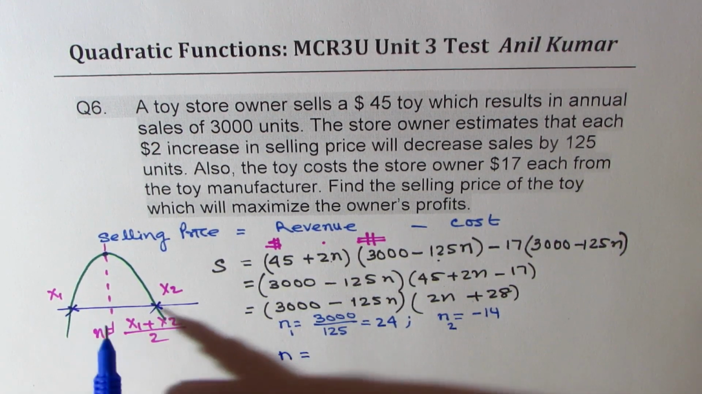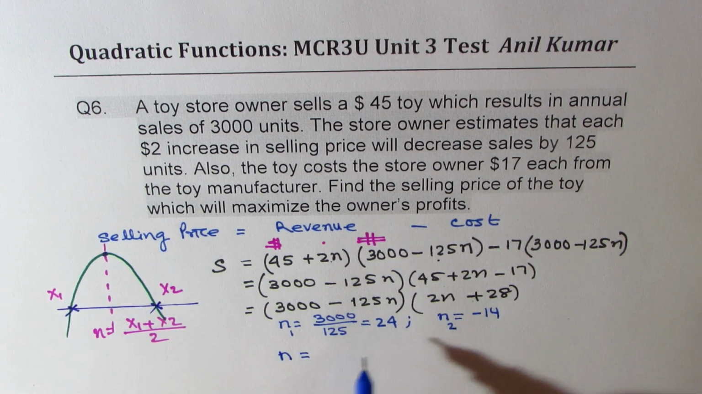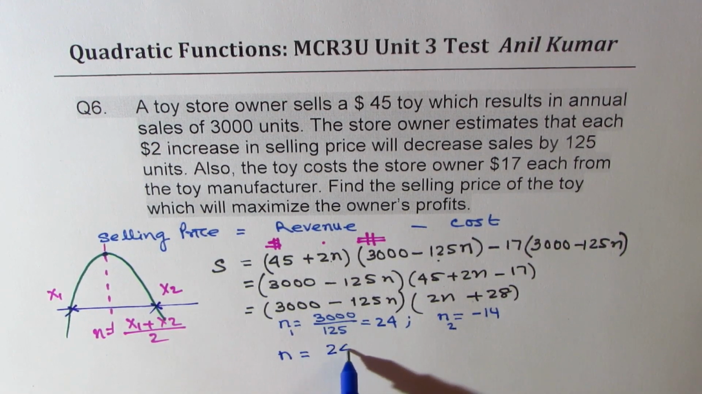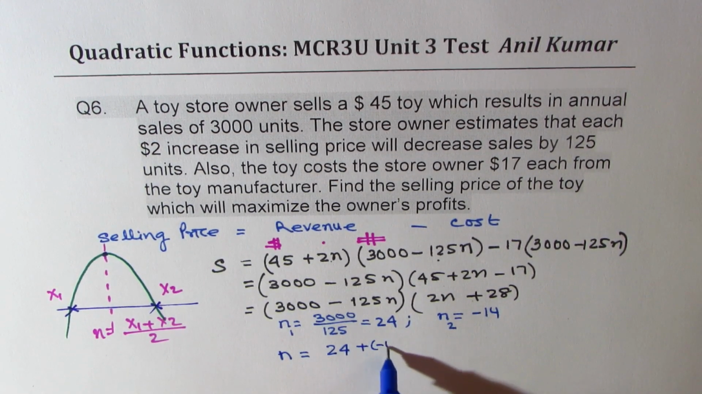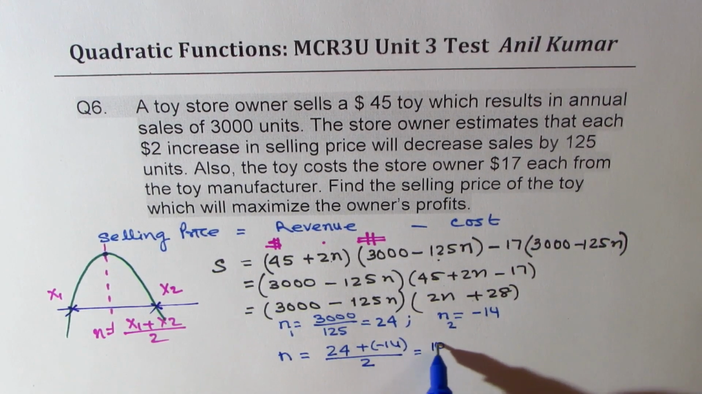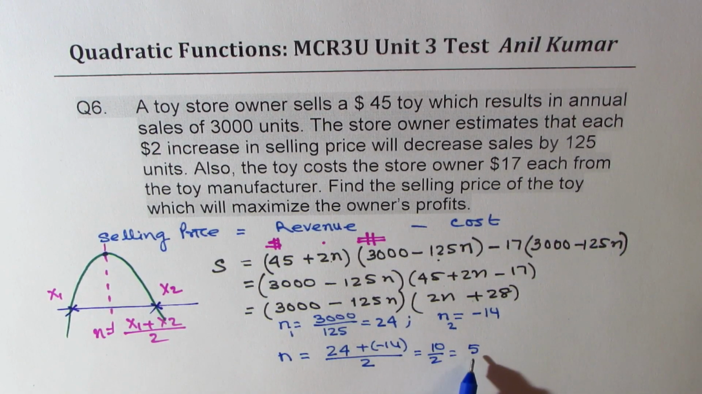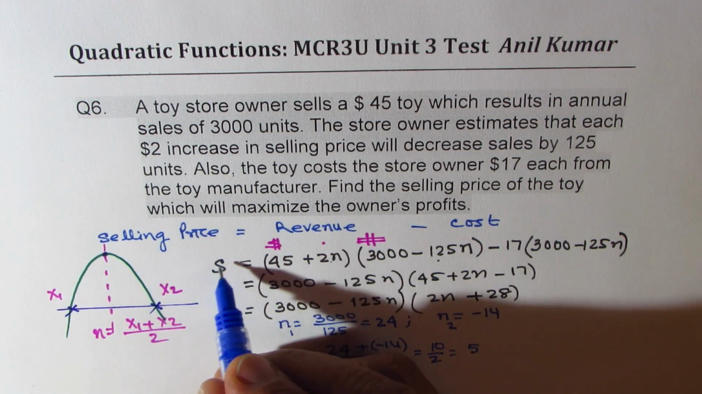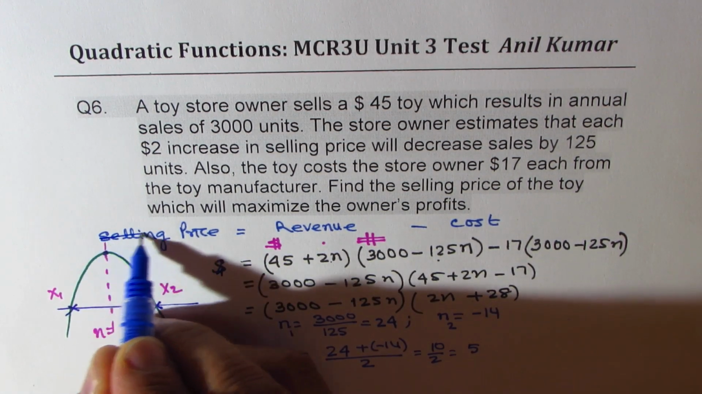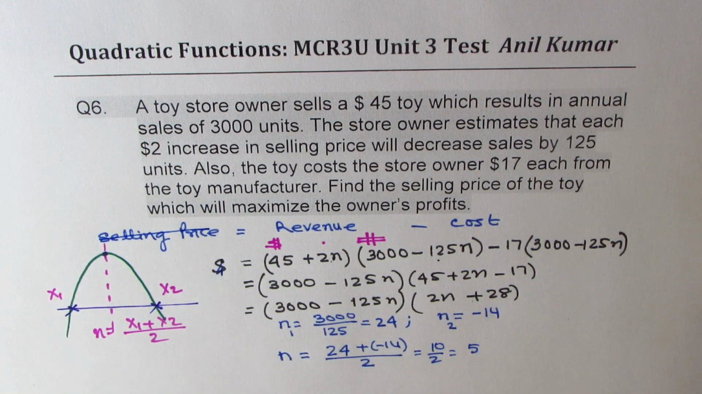So n equals, for maximum value, add them up, 24 plus minus 14 divided by 2. So that is 10 divided by 2 or 5. So for n equals 5, we get maximum profit. I should have written not selling price. I'm sorry. This is all profit. Okay. It's good I saw this.